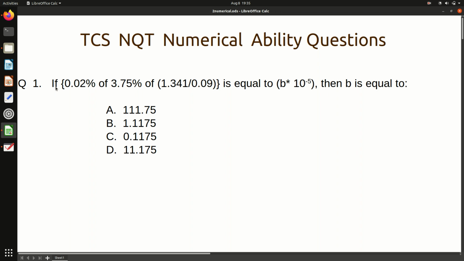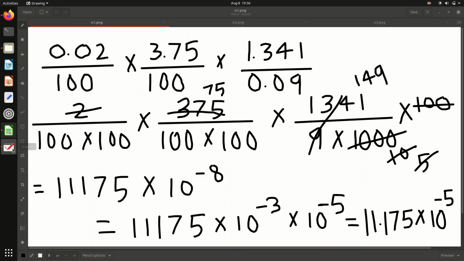So the question is, if 0.02% of 3.75% of this value is equal to b into 10 to the power minus 5, then b is equal to. So we have to find the value of b. So this is easy. So let me show you. In this type of question, just remember one thing. Whenever you have this "of", "of" basically means multiplication. So it will be this into this simply. So I have written that.